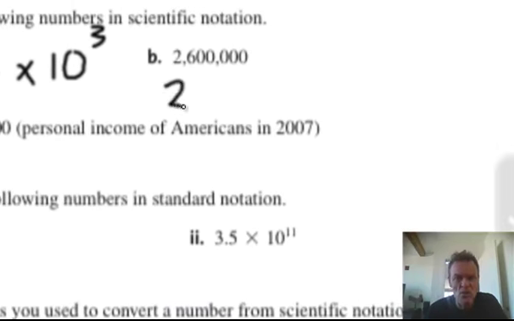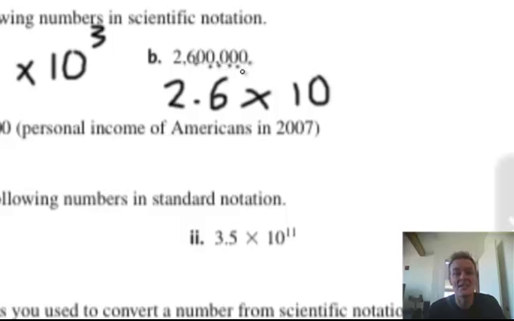This should be 2.6. Okay, this 2,600,000, right, times 10 to the. And again, I just think of that's where the decimal point was. 1, 2, 3, 4, 5, 6 places to the left. There we go. Okay, that's what that is.